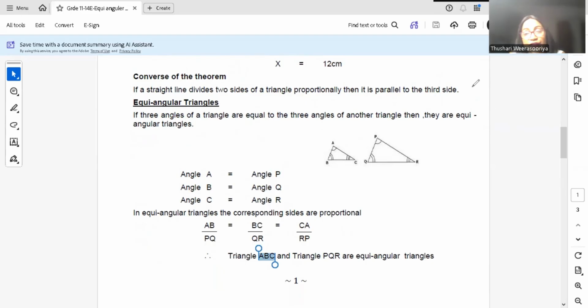Have you seen identical twins? The features are the same, the nose is the same as the other person's, right? Everything, size also the same. Likewise, if two triangles are congruent, the areas are equal, right? All the features are the same, the sides are equal, angles are equal, and the areas are also equal. But equiangular triangles are not like that.